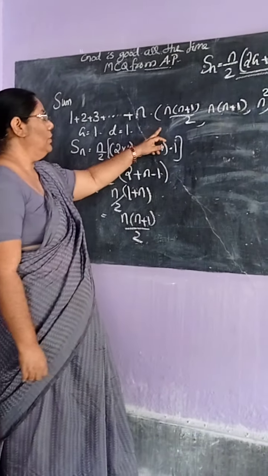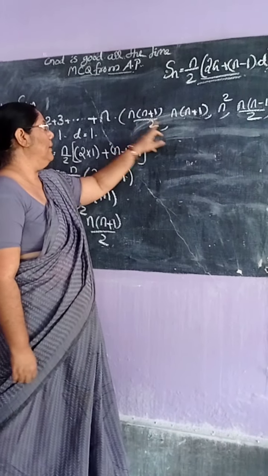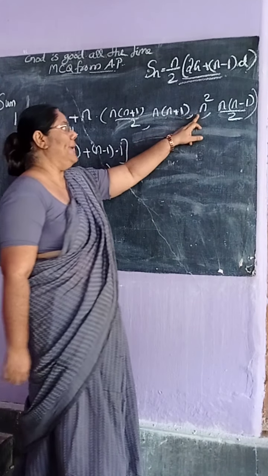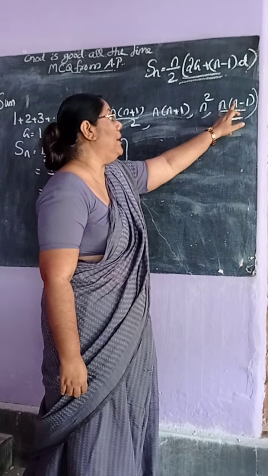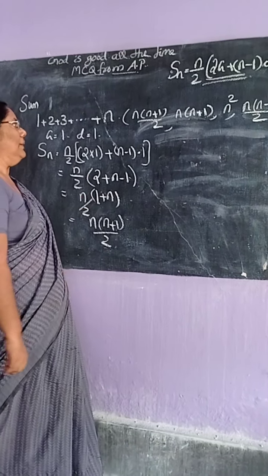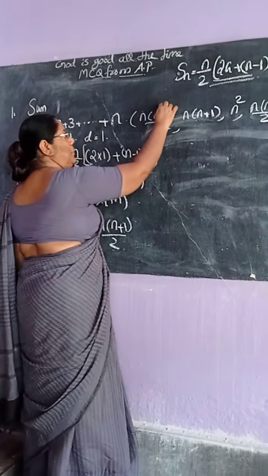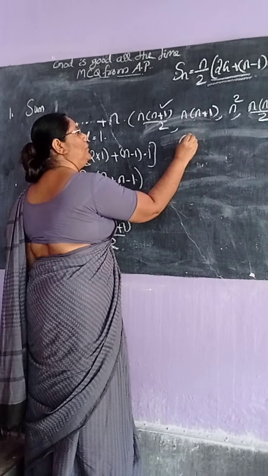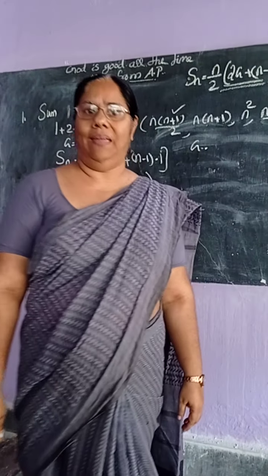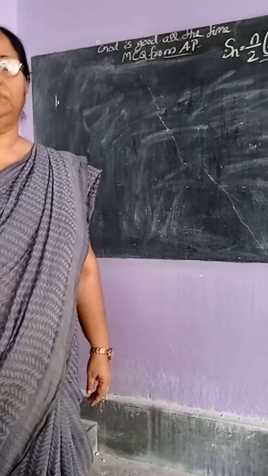Look at the board. The options are given: n into n plus 1 by 2, n into n plus 1, n square, and n into n minus 1 by 2. Understand? Therefore, the final answer is n into n plus 1 by 2. Therefore, the option is A. Then, write down the next question.